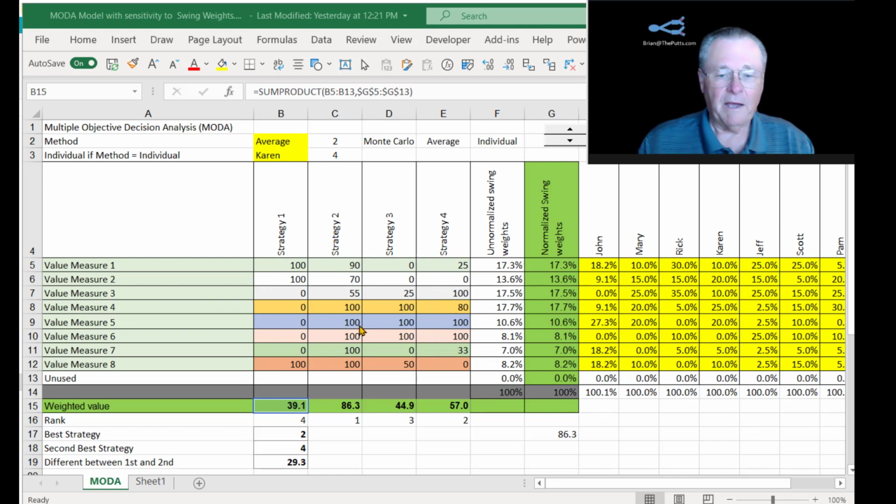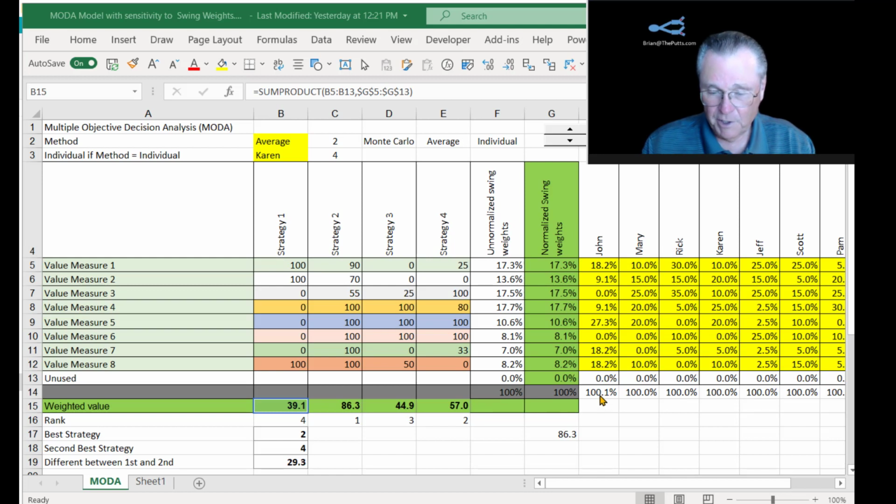So now that we have values here, we need to understand how to weight these different value measures. What is most important to you? What is most important to me? That may be different things. So let's assume we have a number of people here, John, Mary, Rick, and so forth. And they would each assign weights to these value measures. What's most important to them? What's least important to them? And they have to add up to 100% for each person.